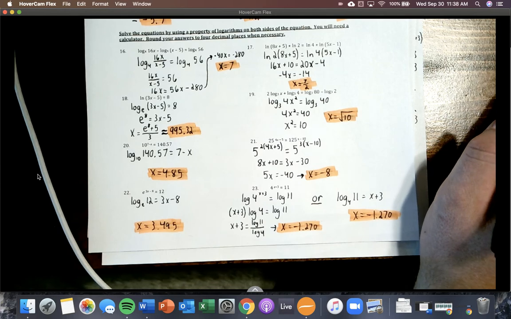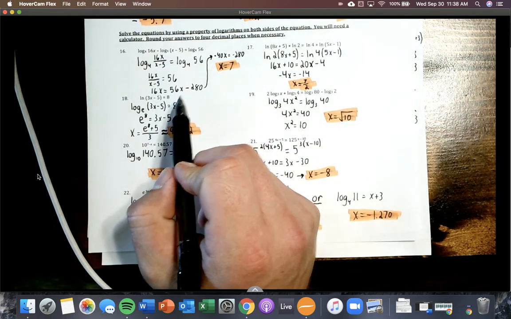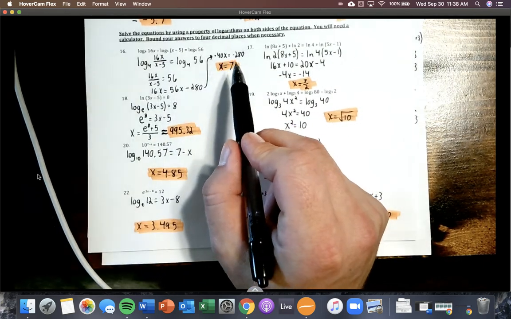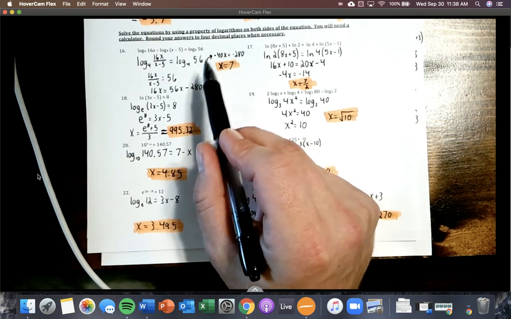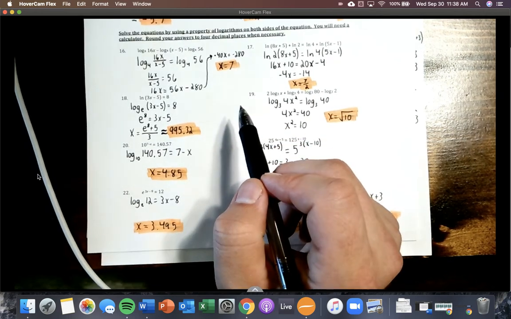And then once we solve that, we can subtract this 56 over. We get negative 40x equals negative 280. We just end up getting x equals 7.